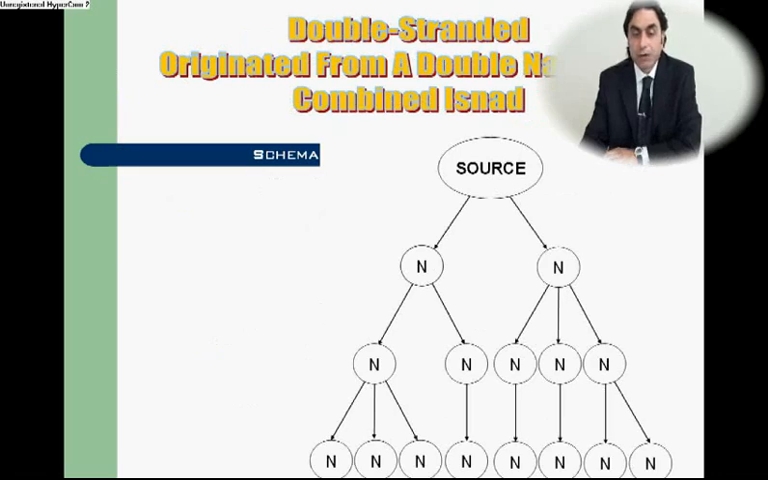Double-stranded originated from a double narration combined isnad. Here is the double narration at the first step, and this is a combined isnad. There is double-stranded. Strand means beginning from the source, and that line should not die till the end. For example, this line does not die till the end, and this line does not die till the end. This is double-stranded, originated from a double narration combined isnad.